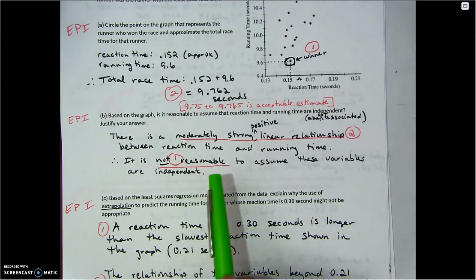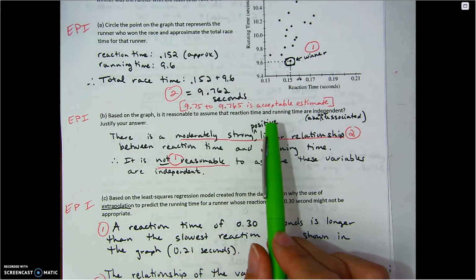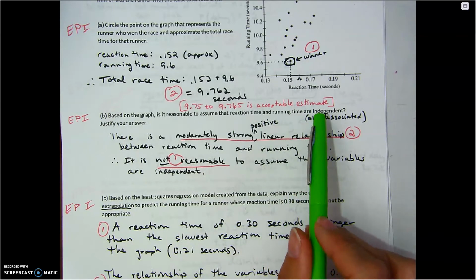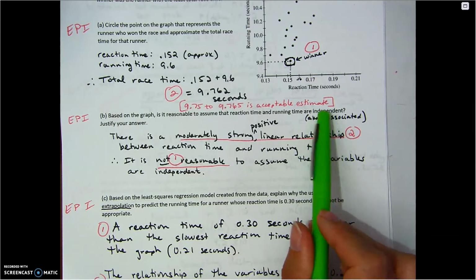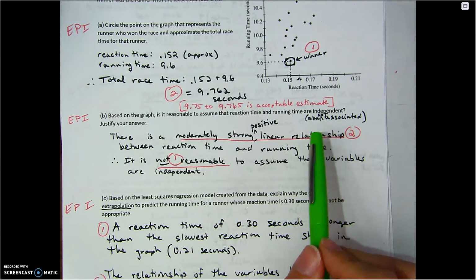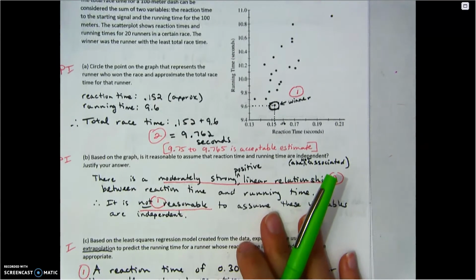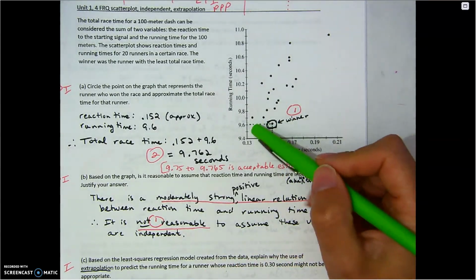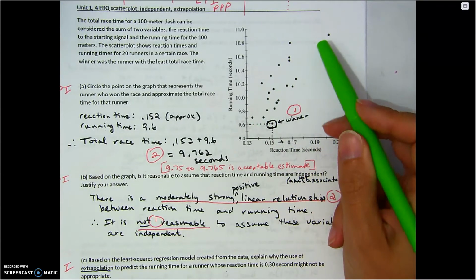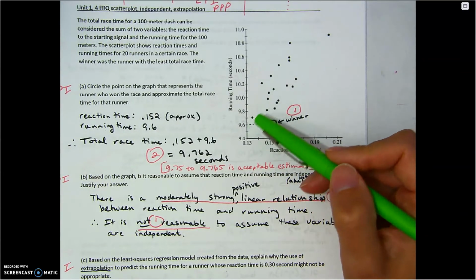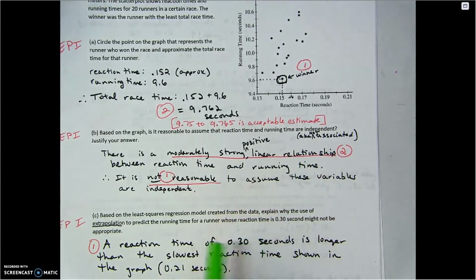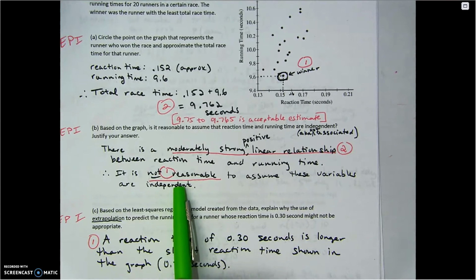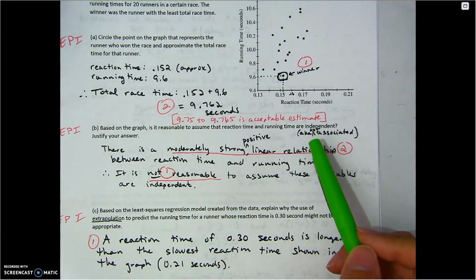Based on the graph, is it reasonable to assume that reaction time and running time are independent? Putting that in other words, aka not associated, right? If they're independent from each other, they're not associated. When you look at this scatter plot, you can clearly see a trend. All right, so there is a relationship here, right? We do have that positive direction. We've got that linear form. So to me, it's not reasonable. It is not reasonable to assume these variables are independent because they sure do look associated, right?